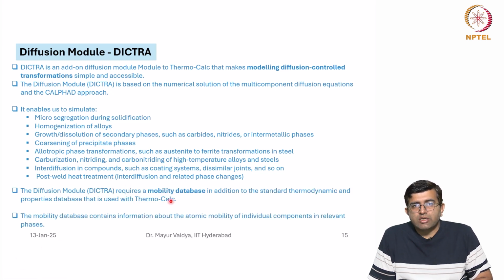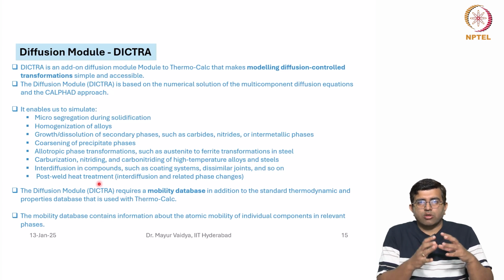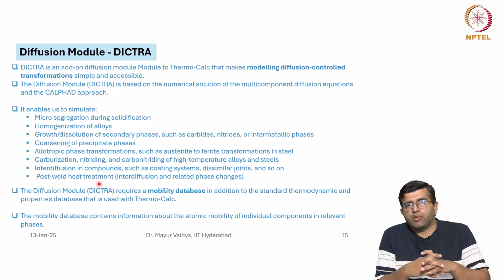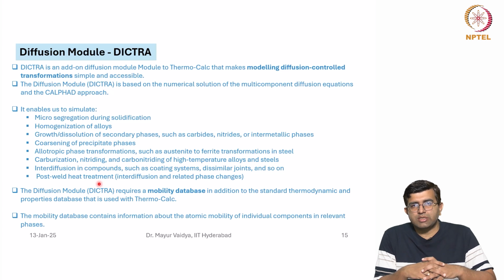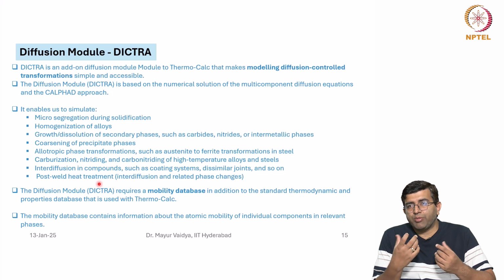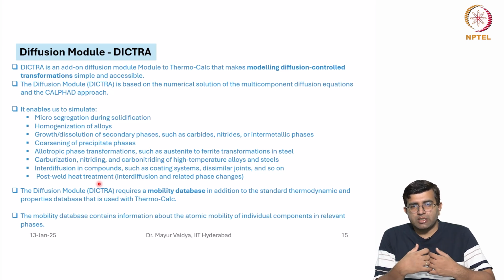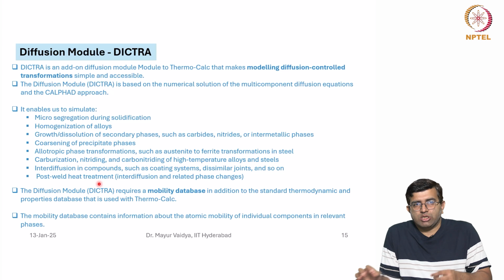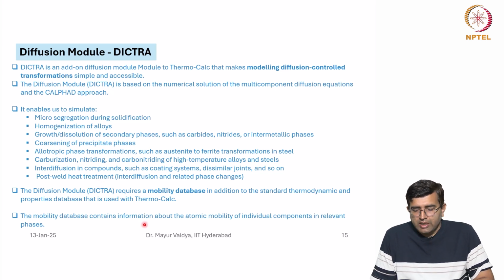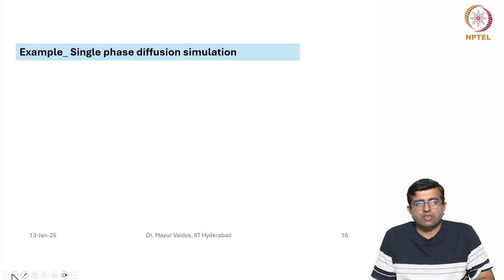So this requires a mobility database. Remember, we will talk about these databases in more detail in the next video. But this requires what is known as the mobility data, because you want to predict the kinetics. So you need the information about the atomic mobility, diffusion coefficients, and so on. In addition to the standard thermodynamic properties database, you need this mobility information. This contains information about the atomic mobility of individual components in the relevant phases.